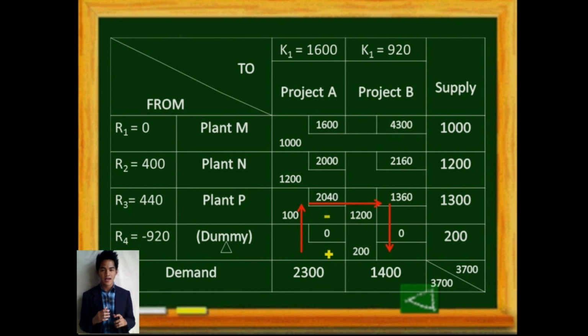Assign plus and minus signs at alternate corners of the closed path, starting with a plus sign at the unused cell, as shown in the table. Find the smallest stone in a negative position on the closed path. Add it to all cells with the plus sign and subtract it from those with the minus sign.